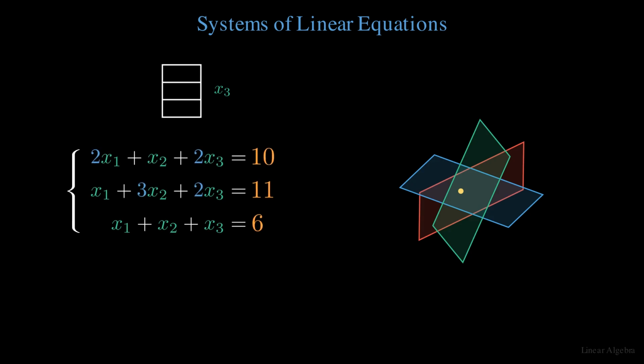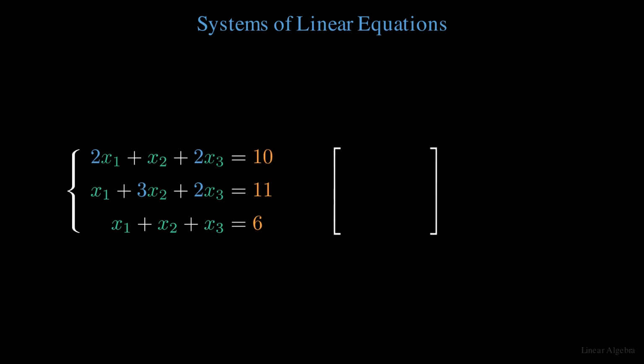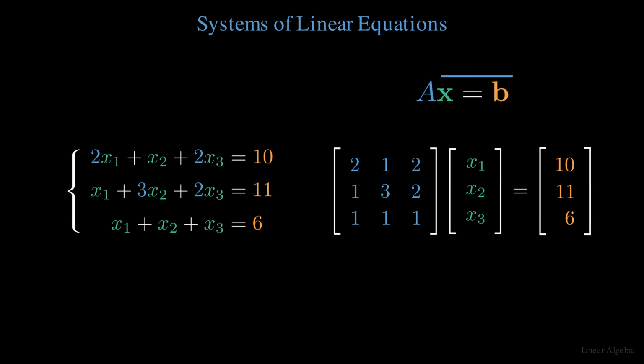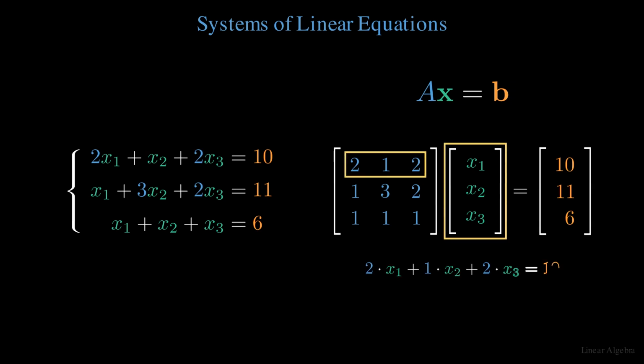It is always the same 3 ingredients, the coefficients, the unknowns, and the right-hand side. Let's separate them. The coefficients, including the invisible ones, line up in a table, the matrix A. The unknowns stack into the vector x. And the right-hand side becomes the vector b. We write this as Ax equals b. The matrix of coefficients times the vector of unknowns equals the right-hand side.